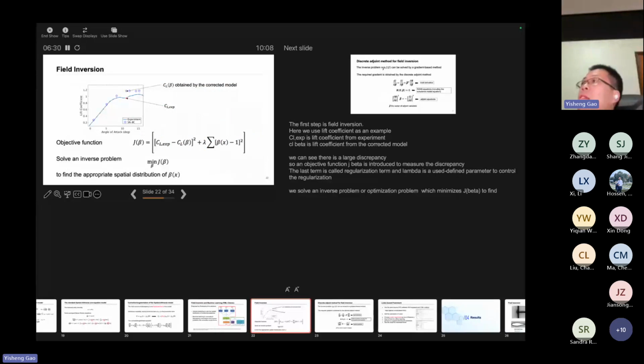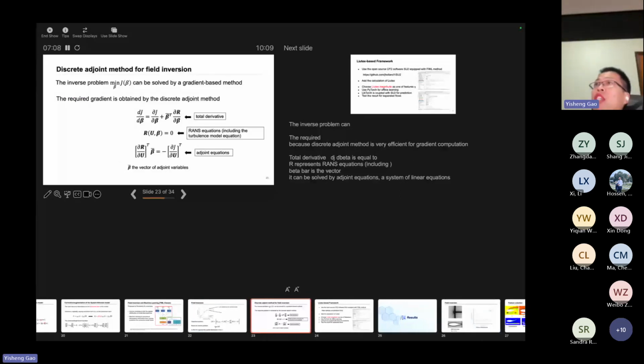Now we can see here, CL exp means the experimental value, and CL means the value calculated by CFD. So we can see a large discrepancy. Now we can construct an objective function, J(beta), which is a function of beta. We solve an inverse problem to find the distribution of beta. We can use the discrete adjoint method for field inversion. The inverse problem J(beta) can be solved by a gradient-based method. We can use the discrete adjoint method to find dJ/dbeta.